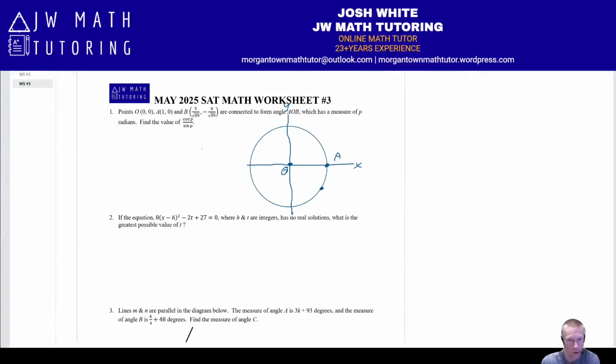Now, what I'm going to do is, here's point B, sorry, draw the angle that we have here, angle AOB. So it's this angle right in here. And they're asking for, this is the angle, in other words, that measures p radians. And they're asking for the value of cosine p over sine p.